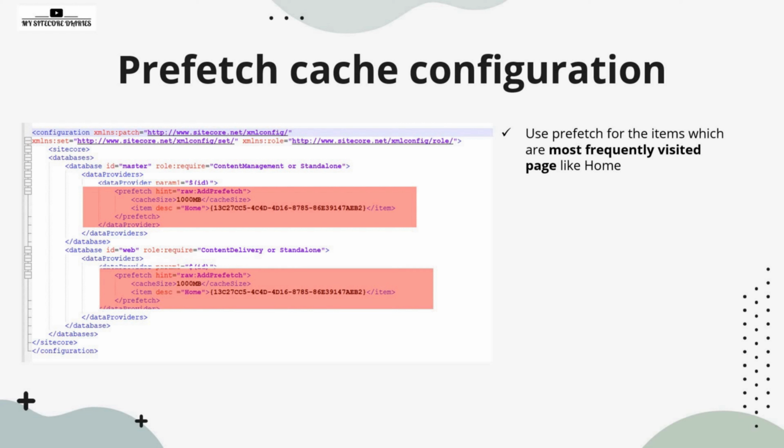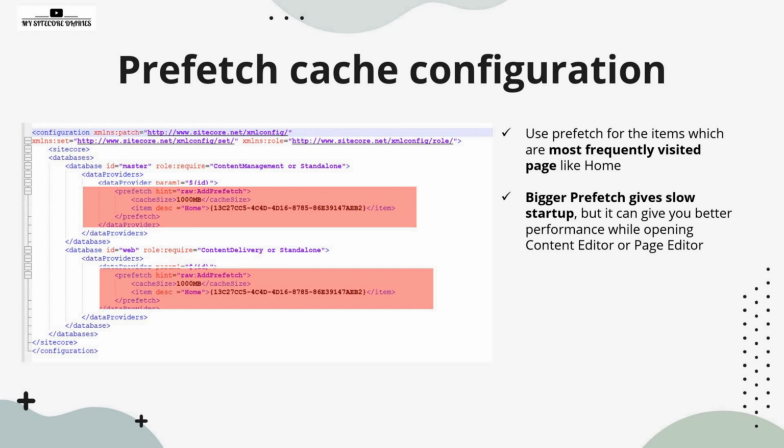Okay, so use Prefetch for the items which are most frequently visited, like home. Generally that's a best practice: you add the items in the Prefetch cache which are most frequently used. A bigger Prefetch gives a slower startup, but it can give you better performance while opening a content editor or a page editor. As I said in the last slide also, if you have a huge Prefetch cache, it will take time to start up, but it helps on the performance.